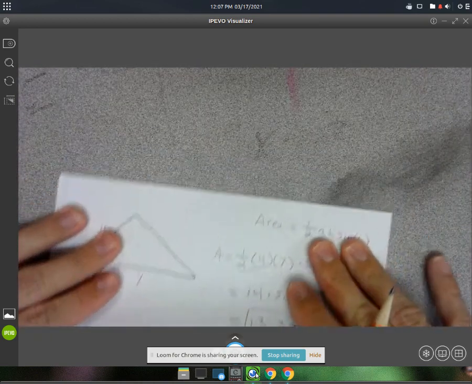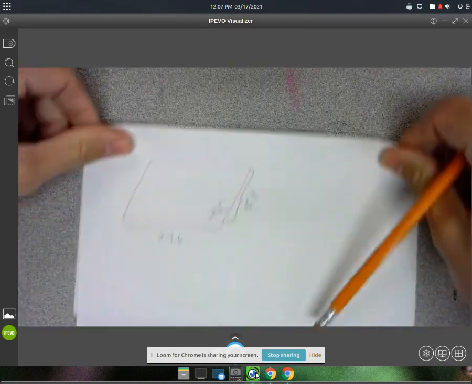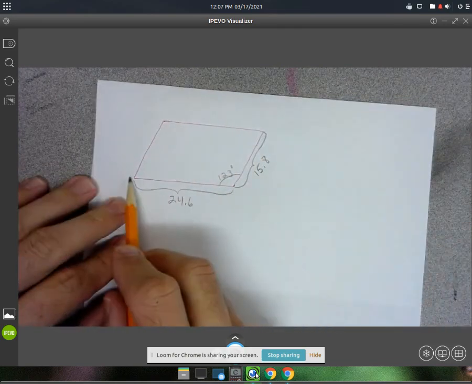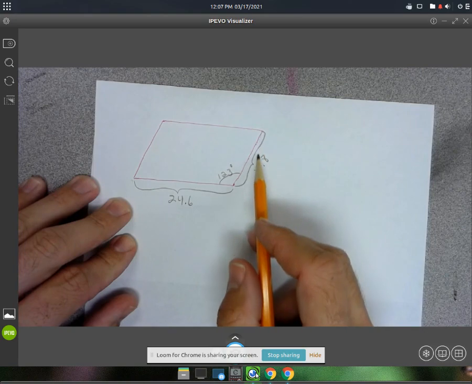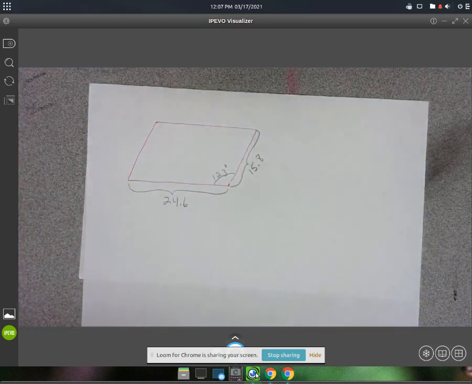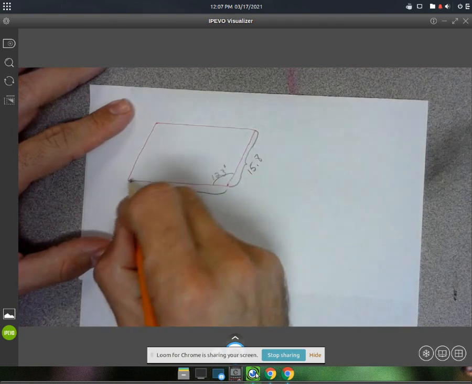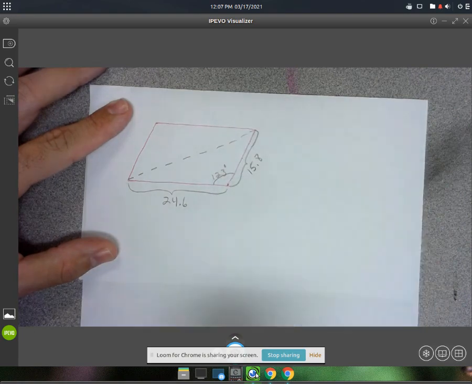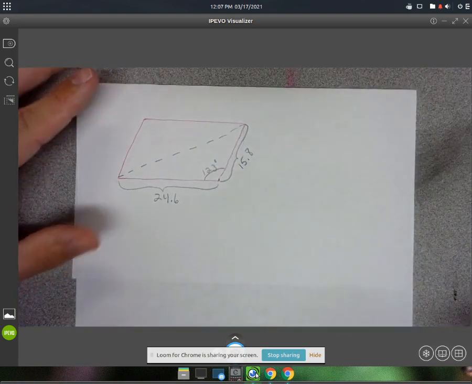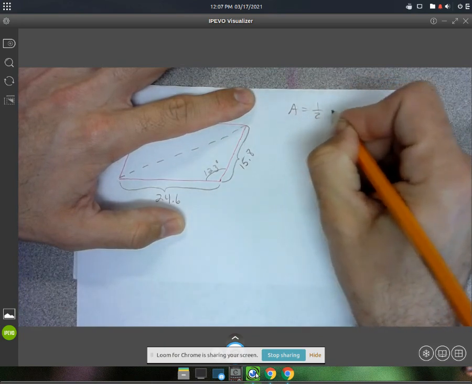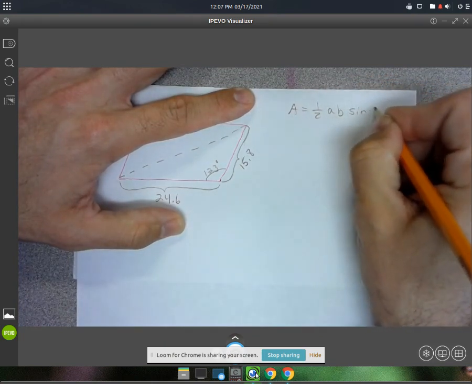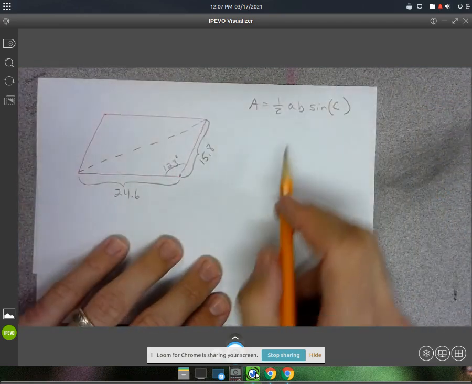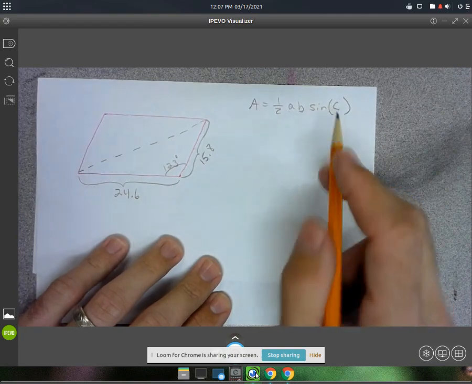Let's apply it for this parallelogram. Normally, if you want to find the area of a parallelogram, I think the formula is base times height, but I don't have this height right here. So what I'm going to do is cut this parallelogram into two congruent triangles, and now I can use that formula. It was 1/2 ab and then sine of the included angle. These sides are connected, and this is the angle in between them.